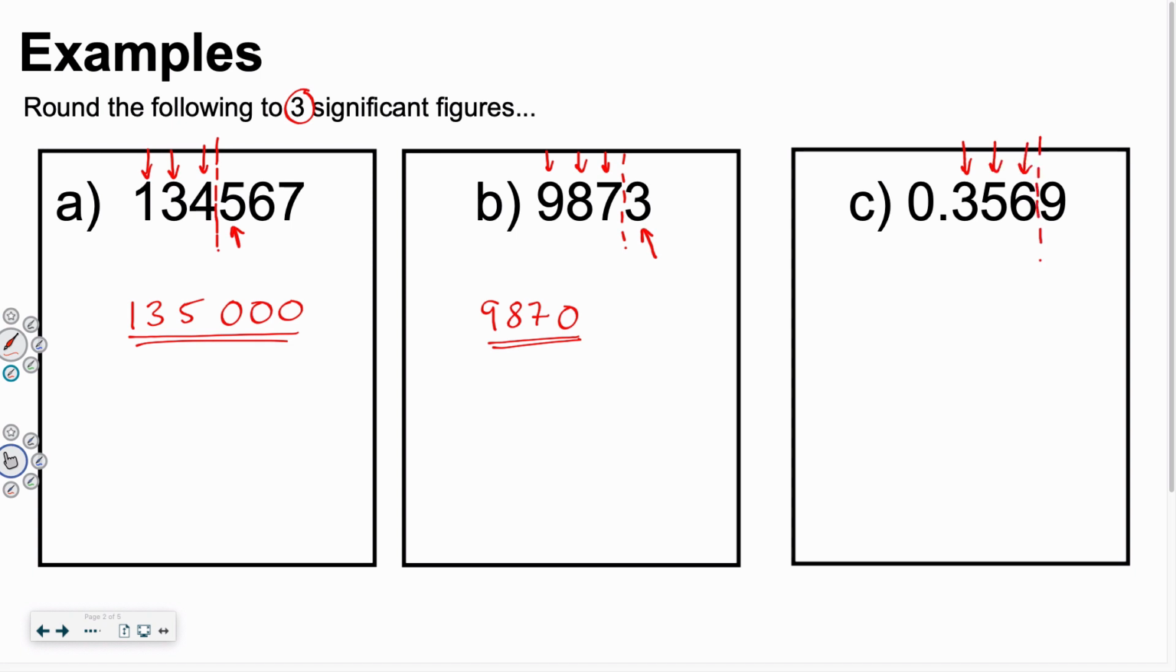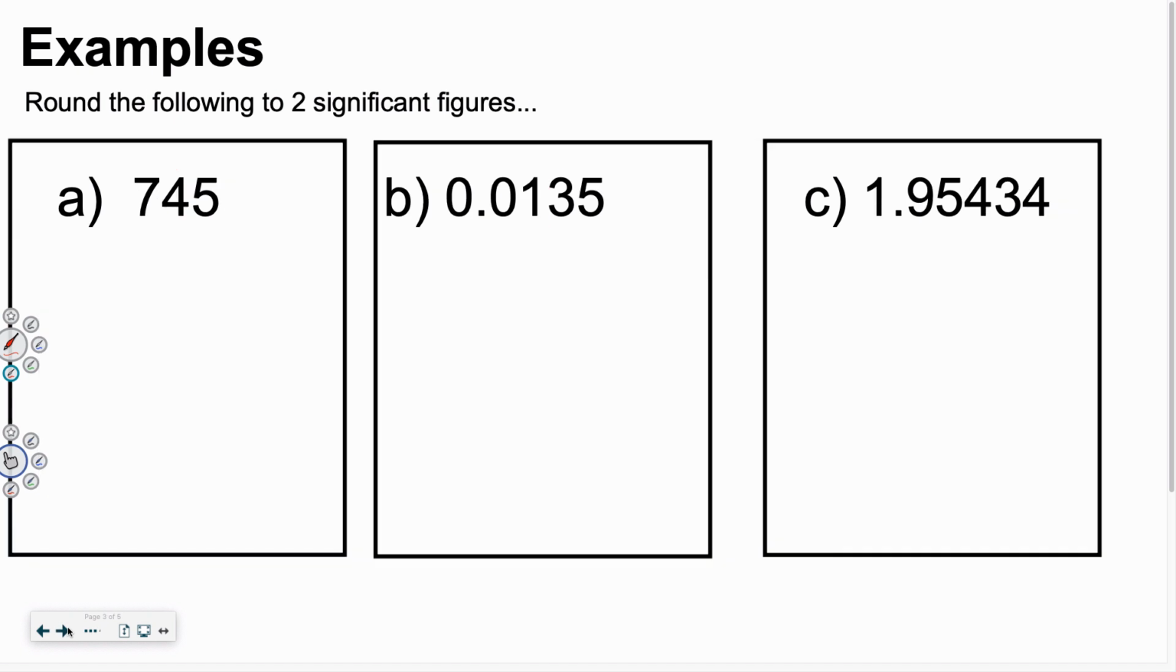Drawing our line at the third one, this 9 is above 5, so it's going to round this 6 to a 7. So it's going to become 0.357 and then a 0. And we don't need to write the 0 at the end here because it doesn't change the number. So it's going to be 0.357 to three significant figures.